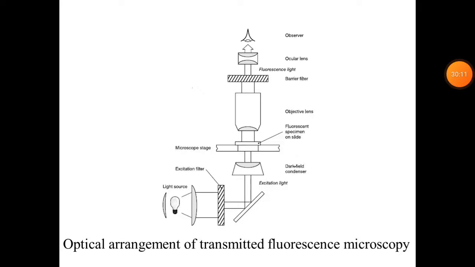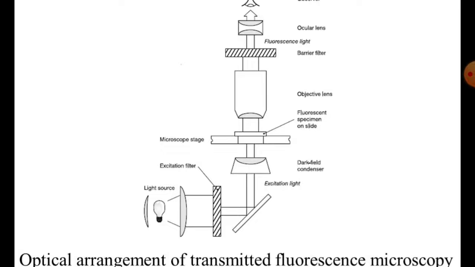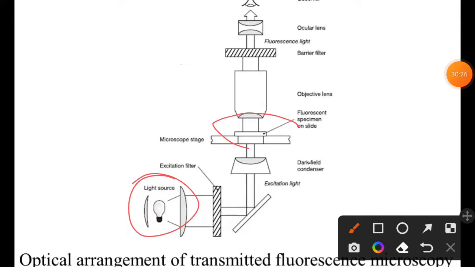Now let's discuss another kind of microscopy, that is transmitted fluorescence microscopy. Here I do not have to discuss too much. I only want to say that here the light source is below the specimen, that's it. That means it is quite like the conventional microscopes that we are using. So that is why the name transmitted fluorescence microscopy.